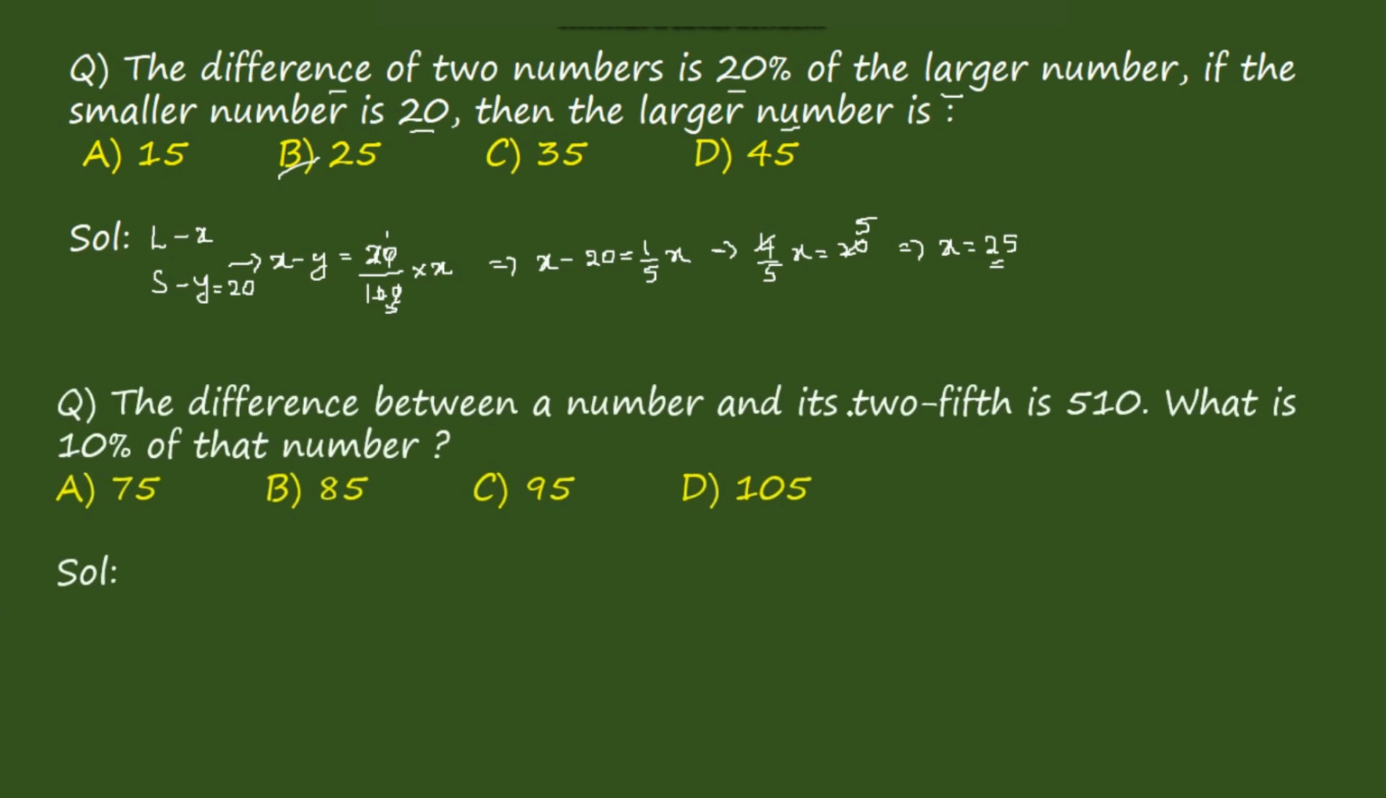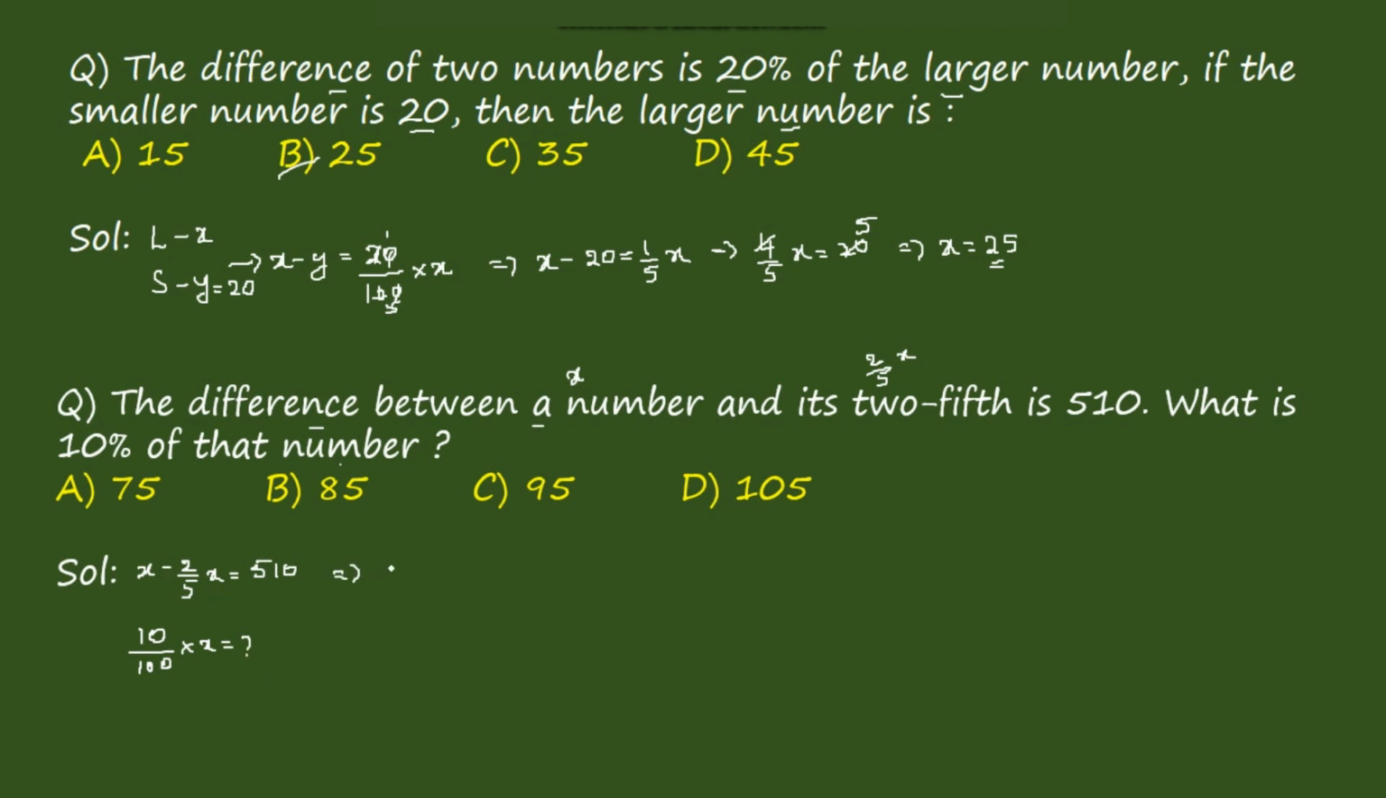The difference between a number and its 2/5 is 510. What is the 10% of the number? What I'm saying, if you consider a number as an x and its 2/5, okay, 2/5 of a number is 2 by 5 x. So difference between them, x minus 2 by 5 x is nothing but given as 510, right? Again I'm saying, what is 10% of a number, right? So 10% of a number is nothing but 10 by 100 into x. That's how much we have to find out, right? First we define the value of x.